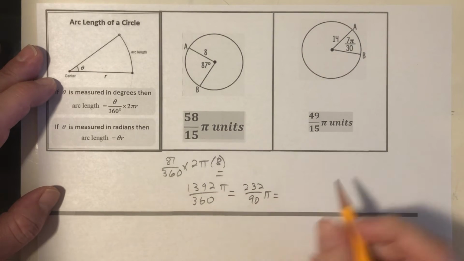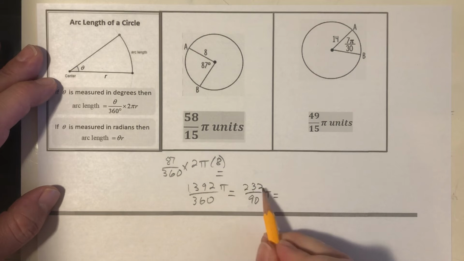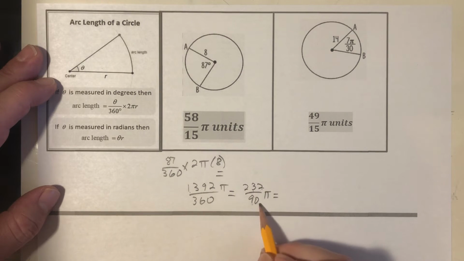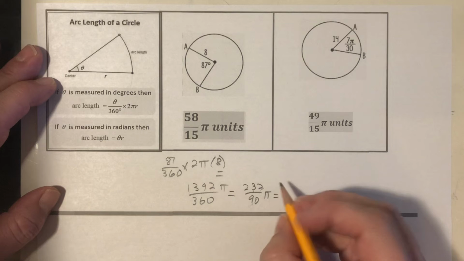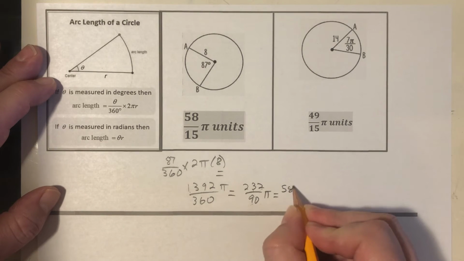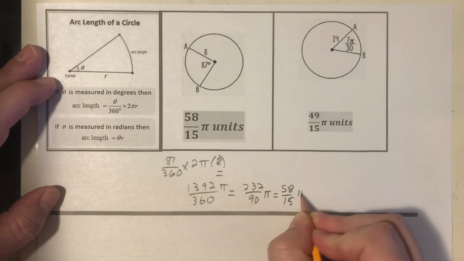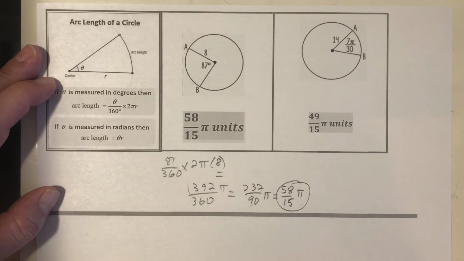And then if I look at it one more time, if the last two digits of any number are divisible by 4, then the whole thing's divisible by 4. So I know that both 232 and 90 are divisible by 4. So if I go ahead and divide both of those by 4, I'm going to end up with 58 on top, 15 on bottom, pi units. So that's what you end up with there.